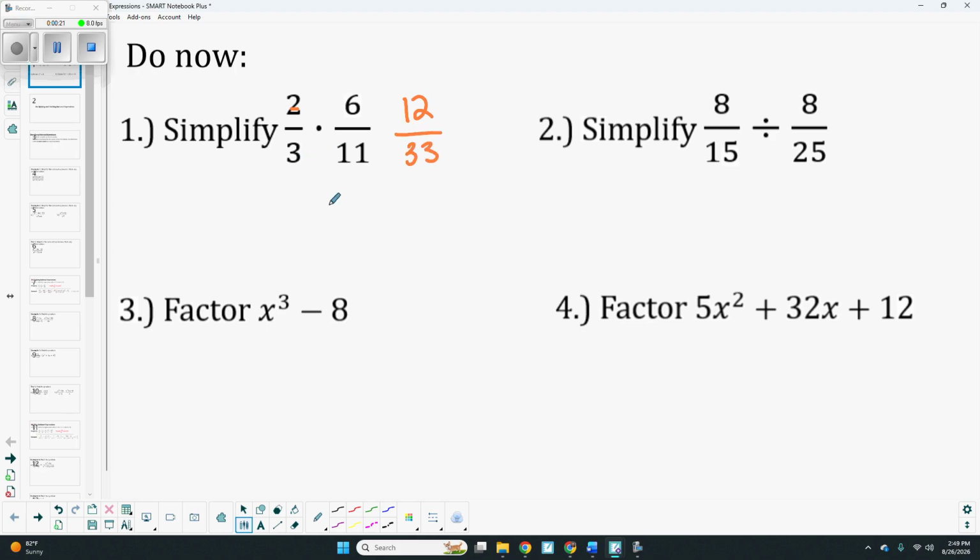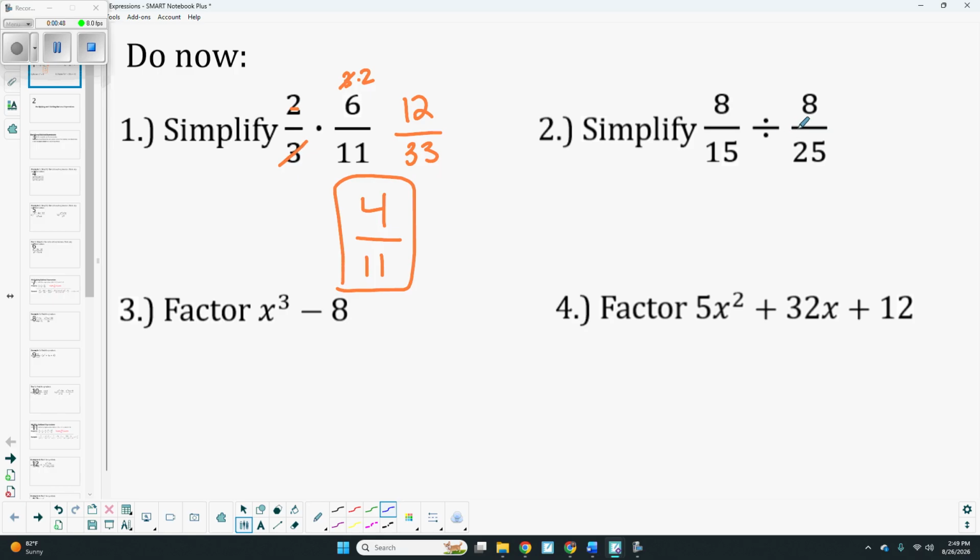But the problem here is I might have been able to reduce this. I know I can definitely reduce 12 over 33, and it's harder to see now. So what I could have done is I could have said 6 is really 3 times 2. So the 3's cancel, so it's really 2 times 2 on top, and just 1 times 11 on the bottom. And that would be my simplified form. As long as you get to the simplified form at the end, that's fine, but sometimes it's easier to factor it out first.